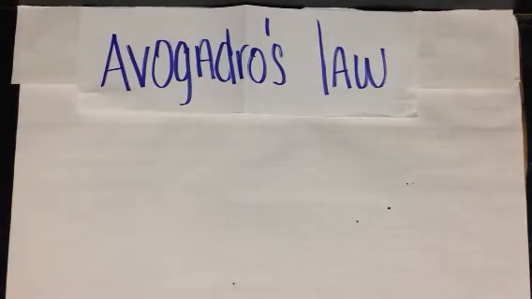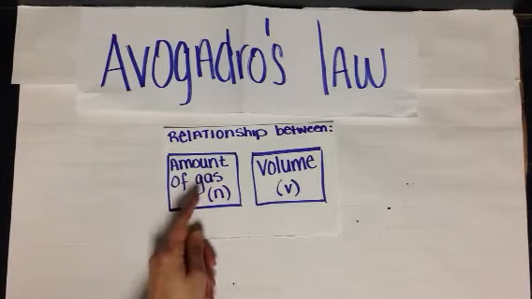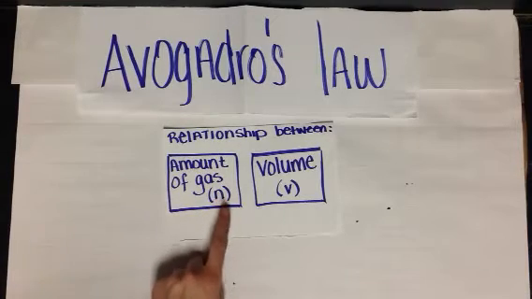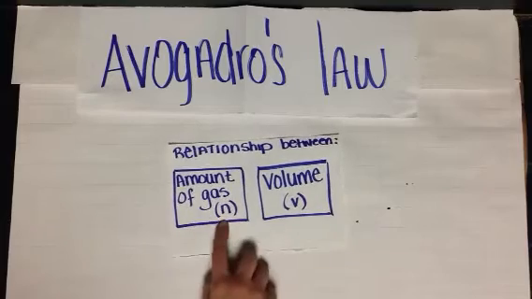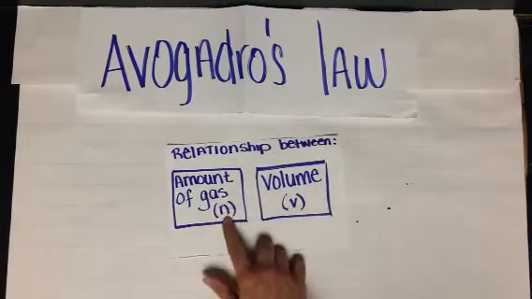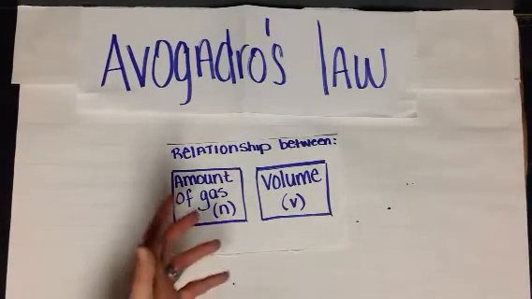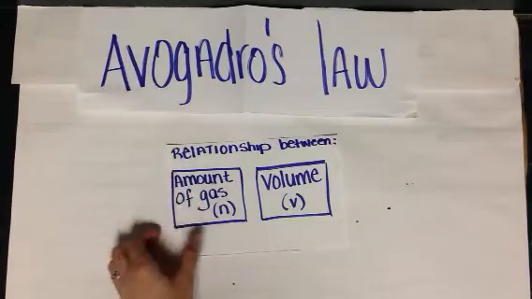This video is about Avogadro's law. Avogadro's law is another gas law we're going to be looking at. His law in particular deals with two variables: amount of gas, represented by the variable N, and volume, represented by the letter V, which we've seen. We've seen N before also in PV equals nRT, and it means the same thing. It's how much gas you have, measured in moles.